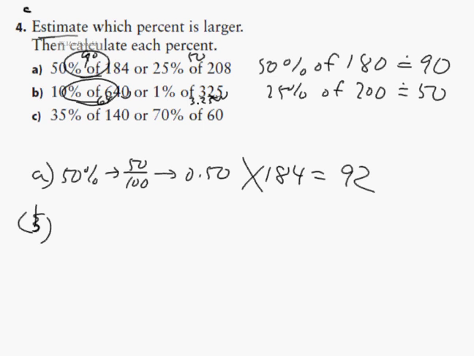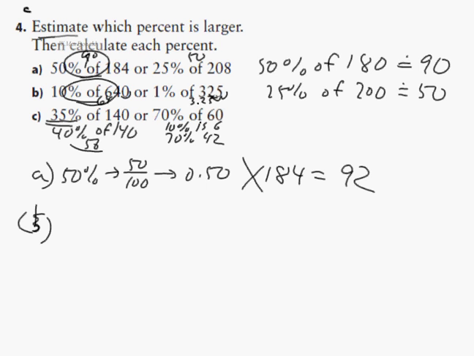C, 35% of 140. So I'm going to say, well, let's make it 40% of 140. So I know 10% is 14, 20% would be 28, 40% would be 56. So if I use those ones, my estimation is going to be around 56. 70%, well, 10%, this is actually a calculation, is 6. So 70% I know is 7 times that, so it's 42.